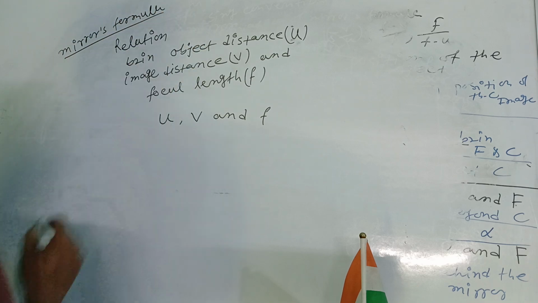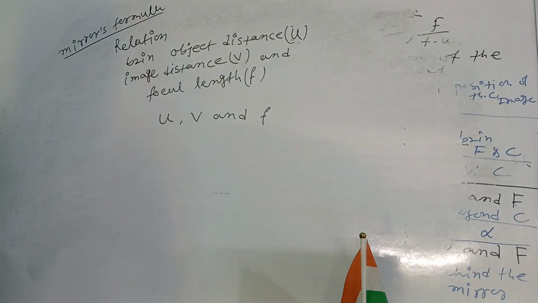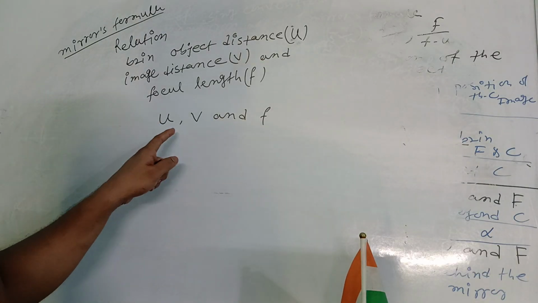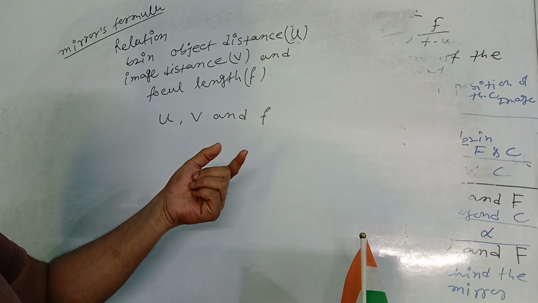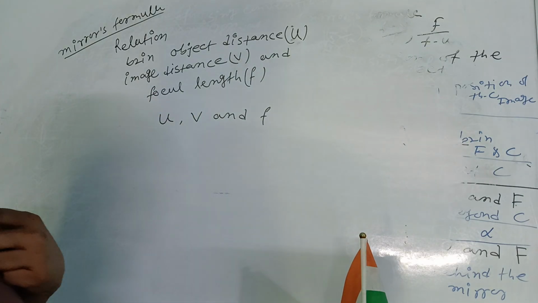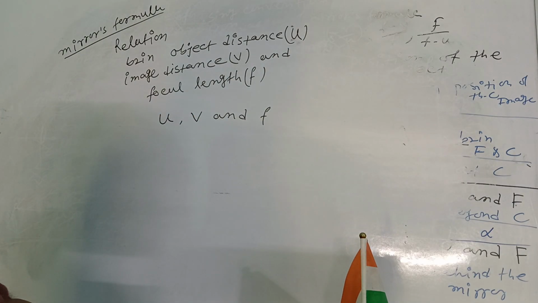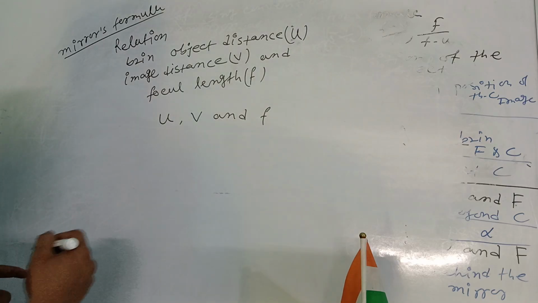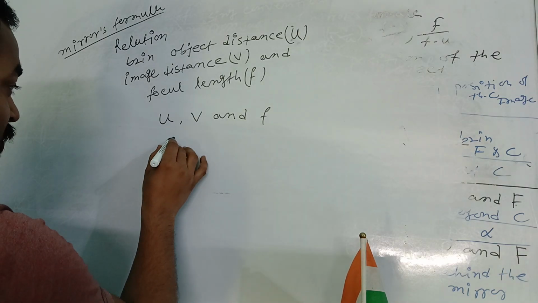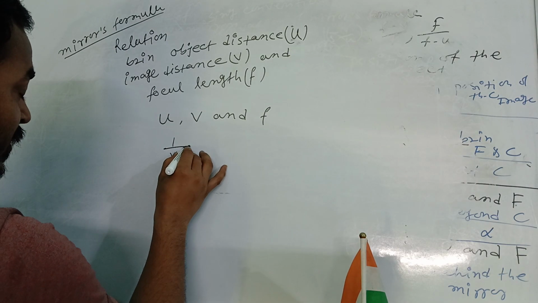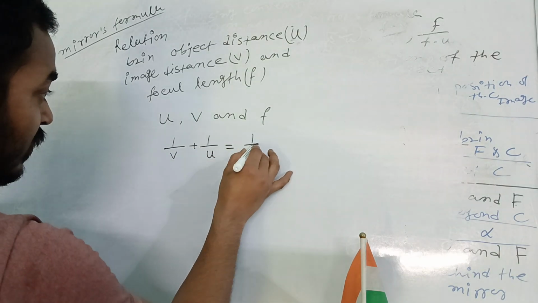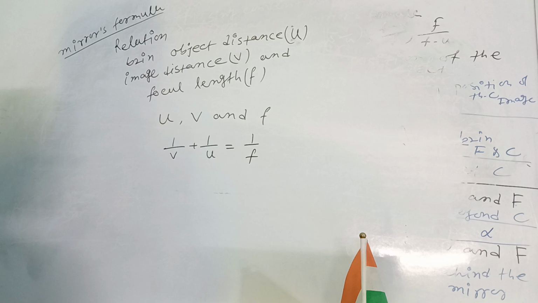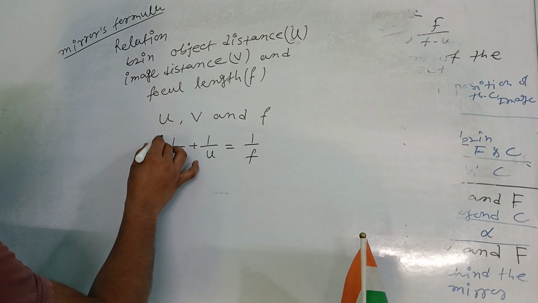It is the mirror formula. And the same relation between u, v and f in case of refraction is the lens formula or lens maker formula. Is it clear? The mirror formula is 1 by v plus 1 by u is equal to 1 by f. So this is the mirror formula.